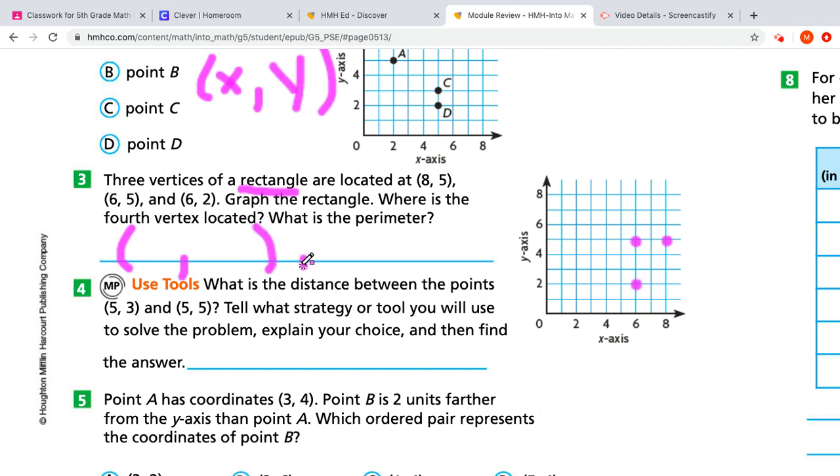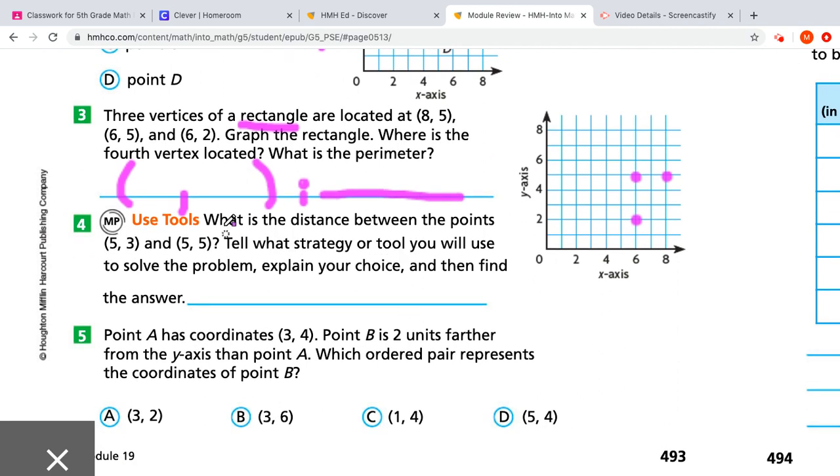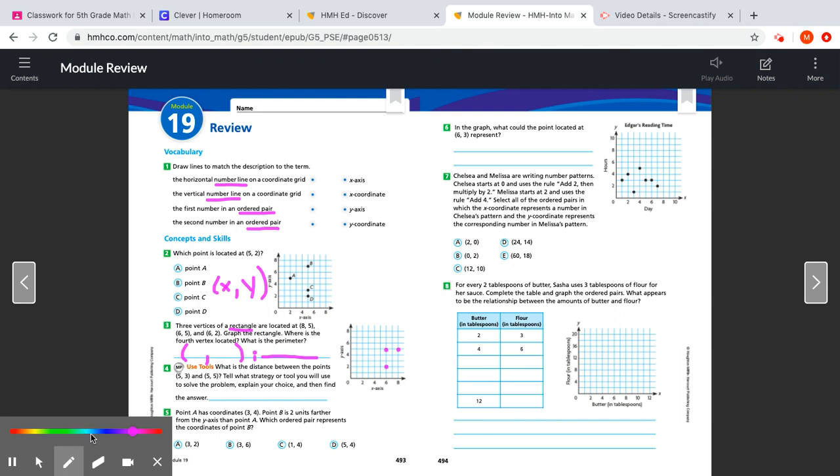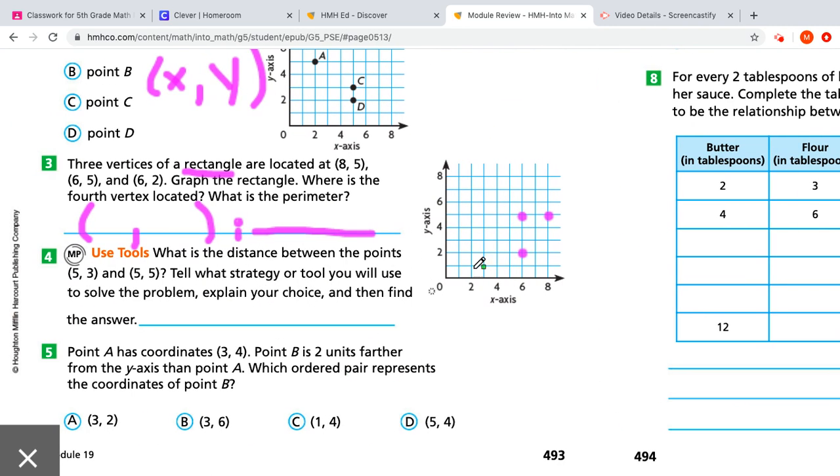And then I want you to give the perimeter. What is the perimeter of this rectangle once you graph it? What is the distance between the points? So I want you to find the distance between points 5, 3, and 5, 5. I'm just going to use the graph. It doesn't want you to do this on the graph, but I'm just going to use this graph as a reference point for you to see the points.